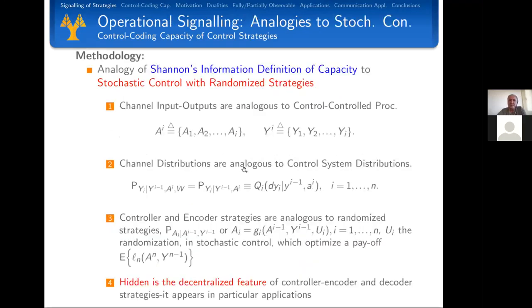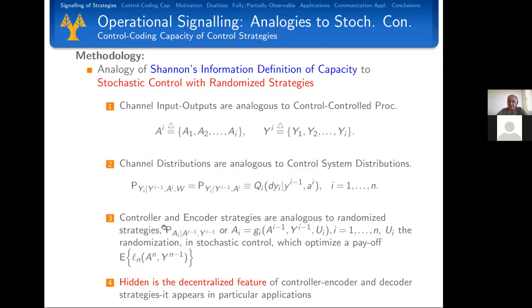Okay, so let me start with the methodology. First, there is an analogy between Shannon's information transmission and stochastic control with randomized strategies. So in other words, channel inputs and channel outputs are analogous to control processes. Inputs are the A's, outputs are the Y's. Channel distributions are conditional distributions. Control system distributions are also conditional distributions.